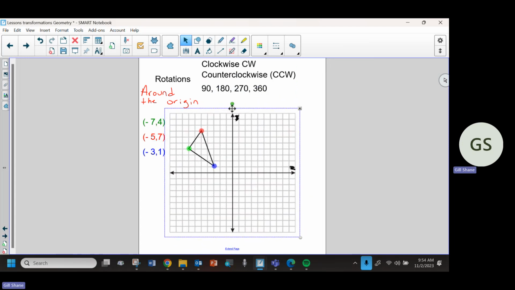All right, so draw the image where it goes for those ordered pairs. Put points on again. Same thing you did all day long. Create your image. And now we're going to do one of these. Which one do I want to start? I guess we'll start with the easy one. 90 degrees.